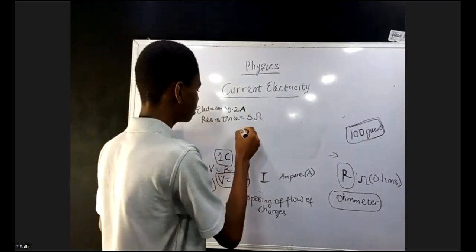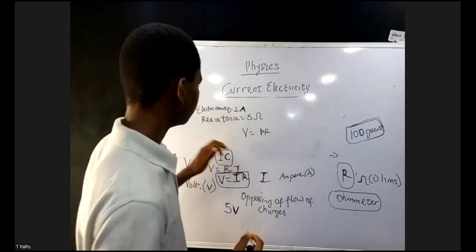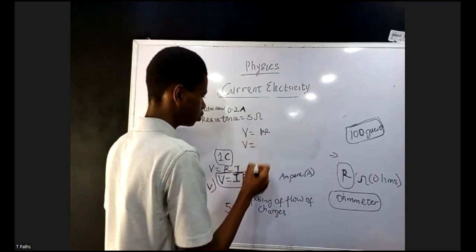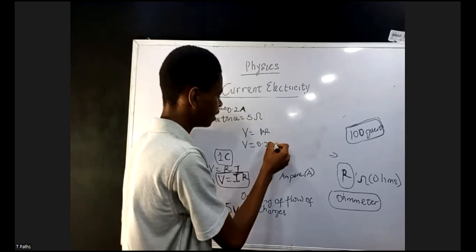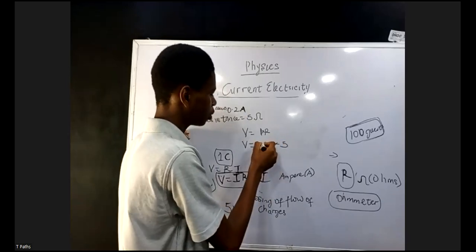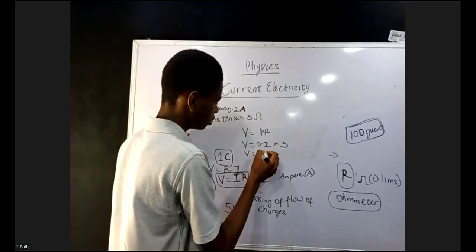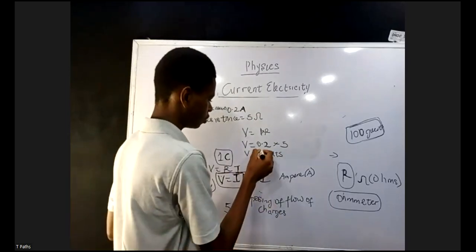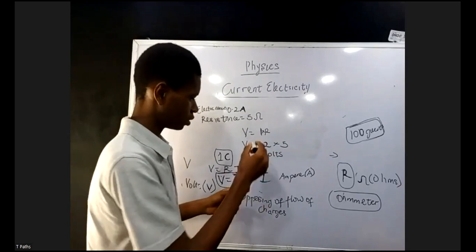So using my same formula, V equals IR, my V is my potential difference, which I don't know yet. V equals, so my electric current is 0.2 and my resistance is 5. So this becomes 0.2 times 5. So what am I going to have? I'm going to have V equals 1 volt. If I multiply 0.2 times 5, I'm going to have 1. So the value of my potential difference is 1 volt.